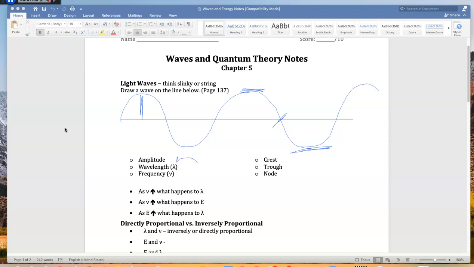This little guy right here is called lambda, okay? That symbol of the upside down Y, his name is lambda, and he stands for wavelength. This guy right here is nu, N-U, and he's a very fancy V, and he stands for frequency. Next, what are the units for wavelength? That's important.